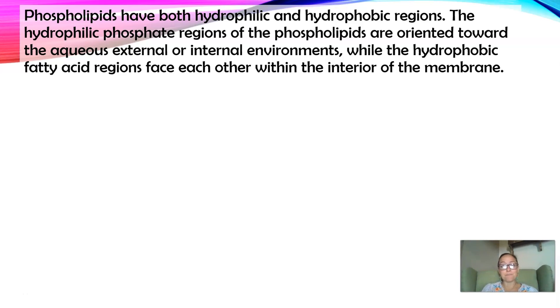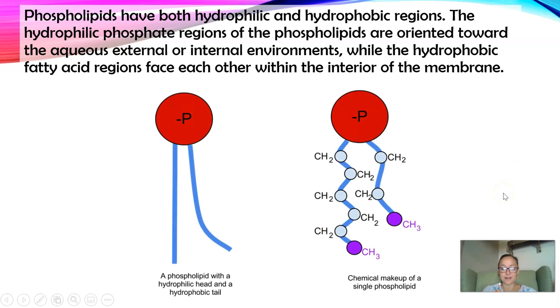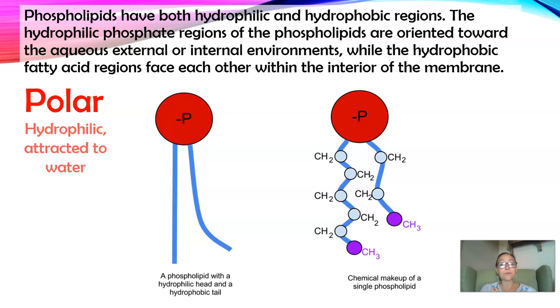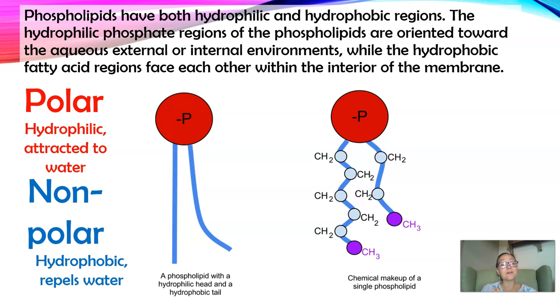So phospholipids have both hydrophilic and hydrophobic regions. The hydrophilic phosphate regions of the phospholipids are oriented toward the aqueous external and internal environments, while the hydrophobic fatty acid regions face each other within the interior of the membrane. So when we look at this essential knowledge, basically you can look at a phospholipid molecule and see it has a polar region, which is hydrophilic and attracted to water, as well as a nonpolar region, which is hydrophobic and repels water.